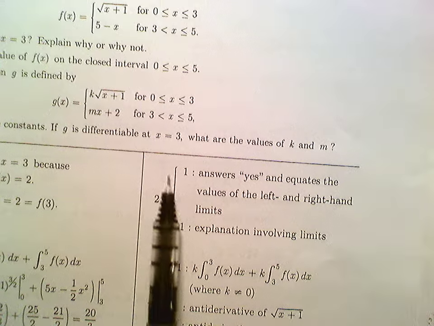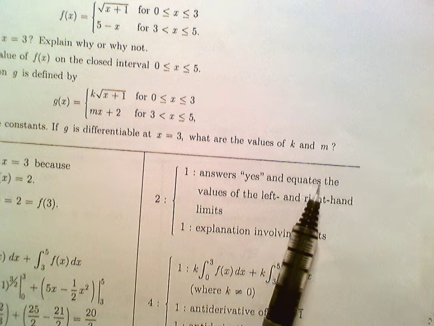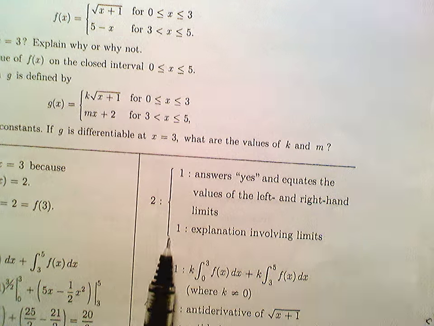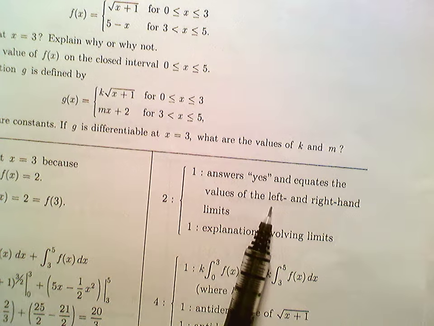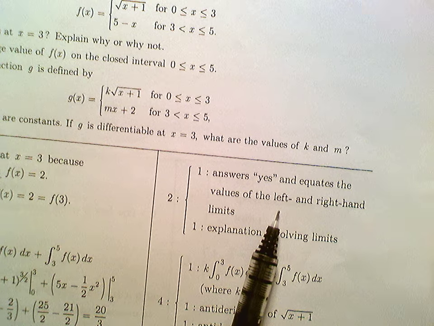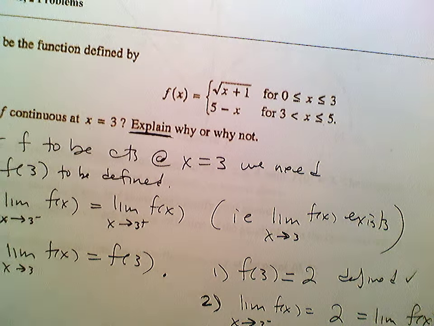So then over here, what they'd be looking for was, you say yes, and you equate the values of the left and right hand limits, and then you have an explanation involving limits. So they want those. That's what they're looking for. So you had to say yes and at least equate the left and right hand limits for 1 point here. And the explanation tying all 3 of the conditions together would have been good.